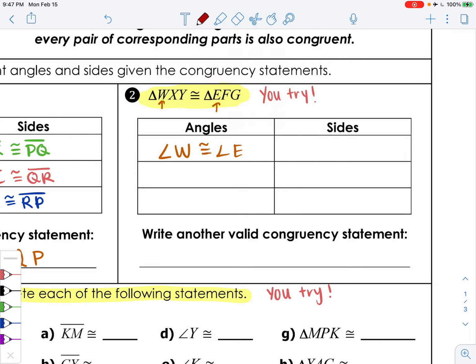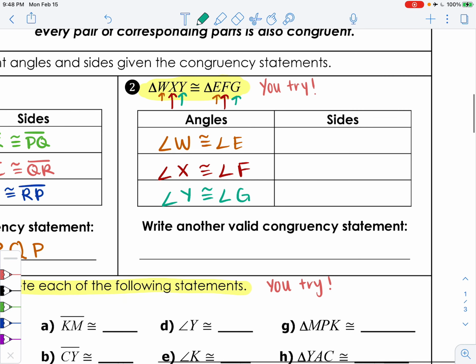Then we can look at the second letters. This middle one is X, and then the middle one here is F. So that means that angle X is congruent to angle F. Now we get to the last letter, angle Y is congruent to angle G. Remember, we're just matching them up in the order they are in the congruency statement.